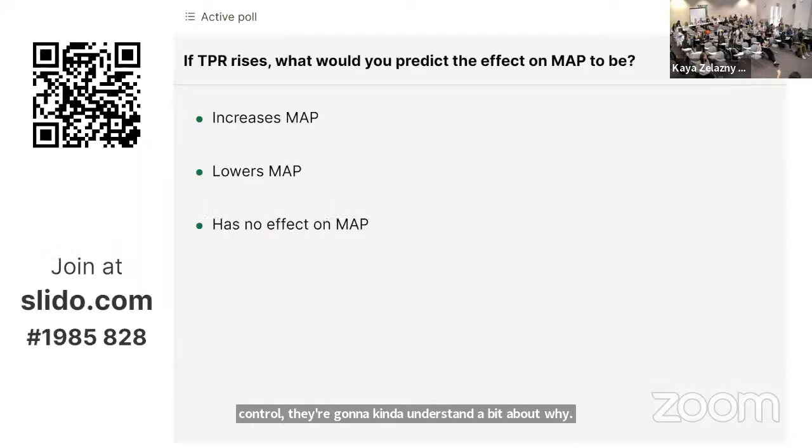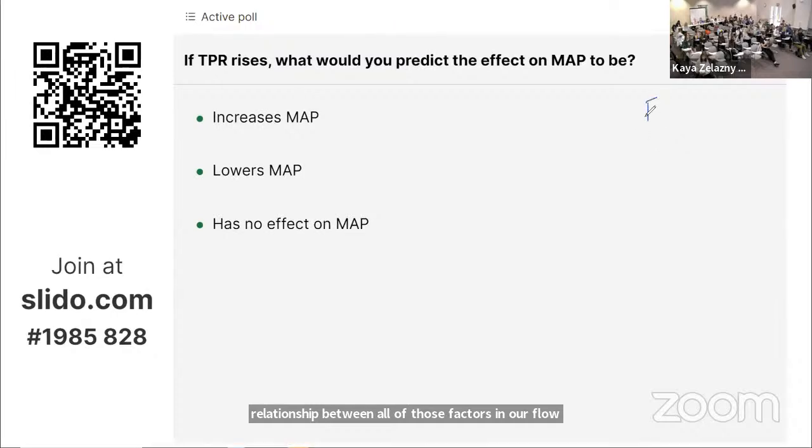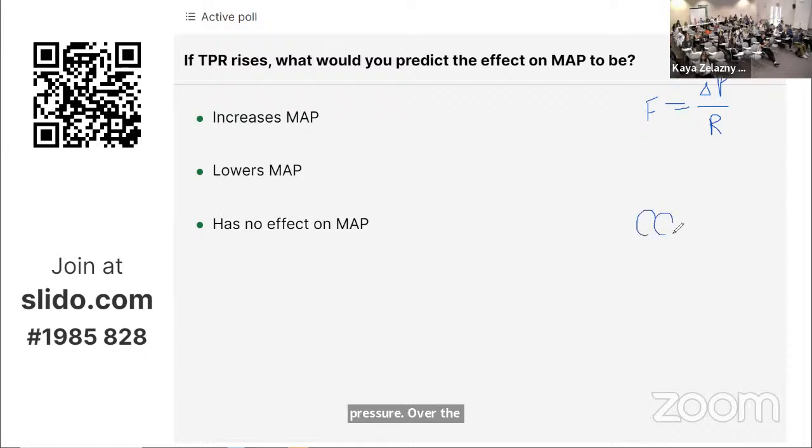Before we do that, we are going to be thinking about the relationship between all of those factors in our flow equation. So far, we had our flow equivalent to the difference in pressure over the resistance. We've actually been talking about cardiac output and mean arterial pressure and total peripheral resistance. So this is just the same equation, except we've been a little bit more specific here.